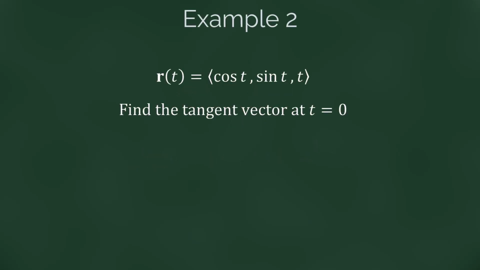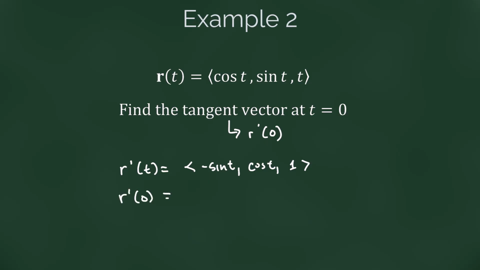In this next example, we're going to find a tangent vector. So the tangent vector at t equals 0, this is just going to be the derivative evaluated at 0. So r prime of t is the vector negative sine of t, cosine of t, 1. So r prime of 0 then is the negative sine of 0, which is 0, the cosine of 0, which is 1, and 1.